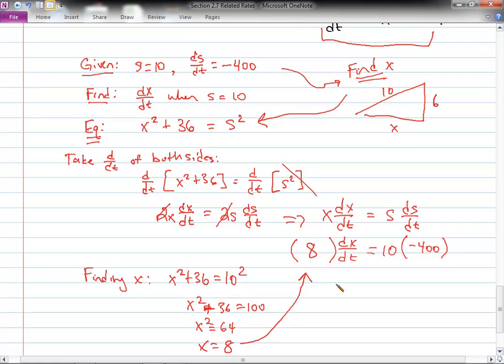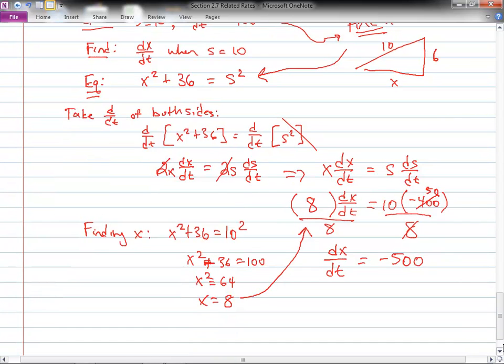Now we've got only one unknown here. If I divide both sides by 8, I'll have dx dt is equal to, 8 goes into 4000 500 times, so negative 500. If you'll notice, by the way, the question is, what is the speed of the plane? Negative 500 is the velocity. What is the speed? 500 miles per hour, because it's always the absolute value of the velocity.